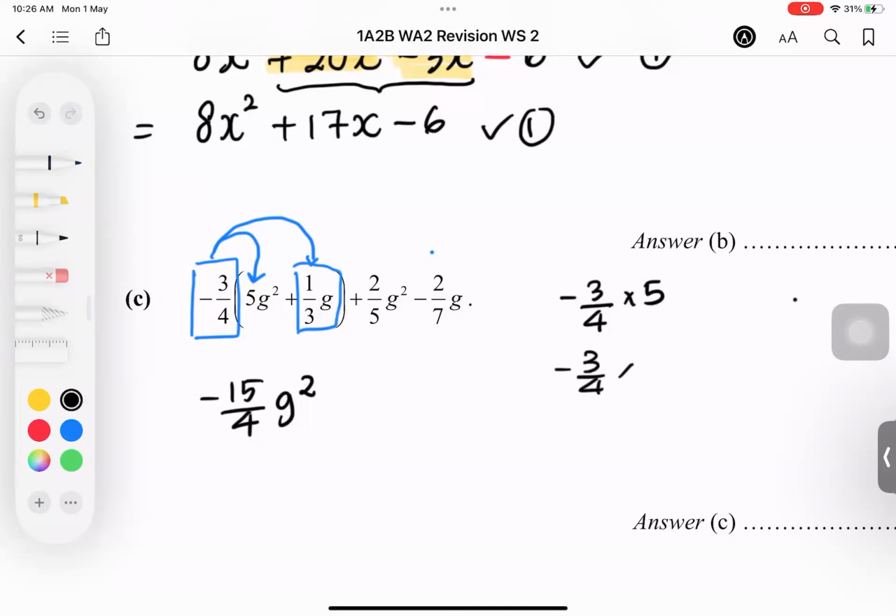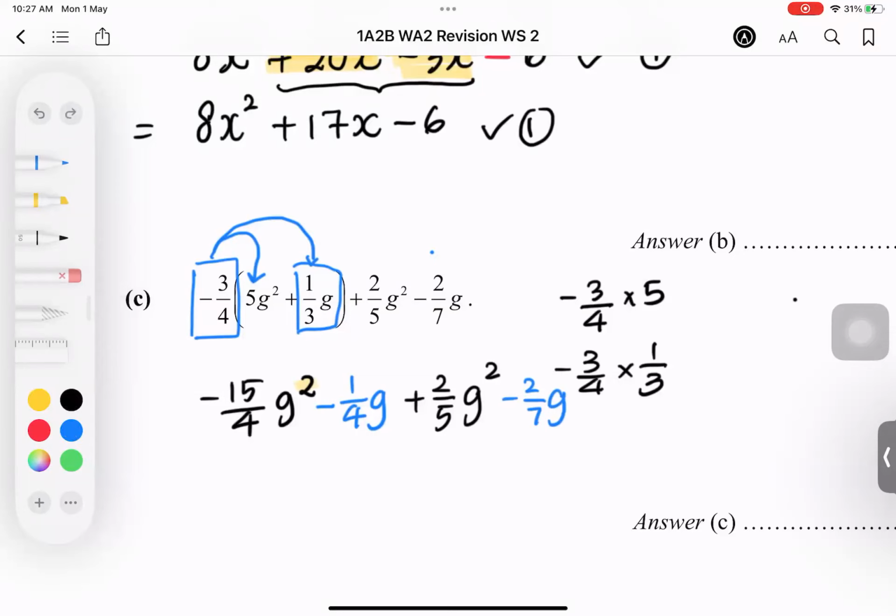Then -3/4 times the whole of 1/3g over here. -3/4 times 1/3, use your calculator. You get -1/4g. Okay, g squared and g are different. Then the next one, plus 2/5g squared and minus 2/7g. So where are the ones that we can group together?